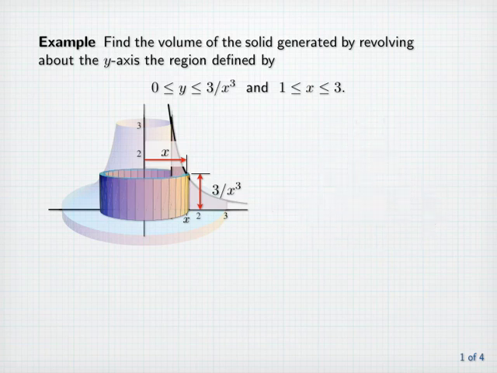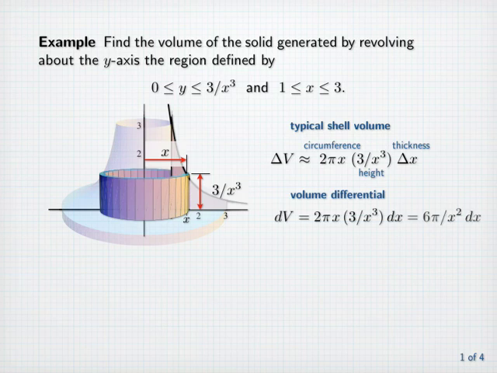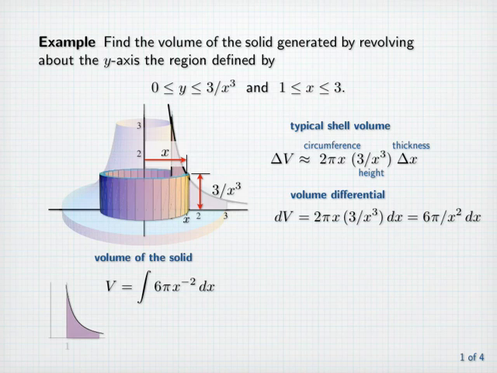So the volume of the shell, delta V, is approximately equal to circumference, given by 2 pi x, times its height, 3 divided by x cubed, times its thickness, delta x. So we define a volume differential by dV equals 2 pi x times 3 divided by x cubed dx, or 6 pi divided by x squared times dx. Now the volume of the solid is the integral of dV over the interval on the x-axis where the original region lives. So the limits of integration here are x equals 1 to x equals 3.